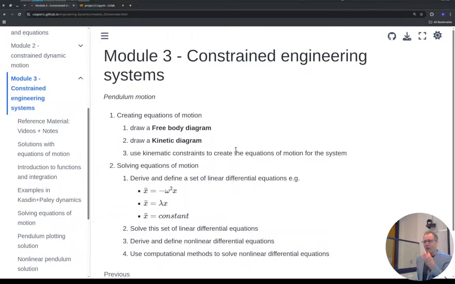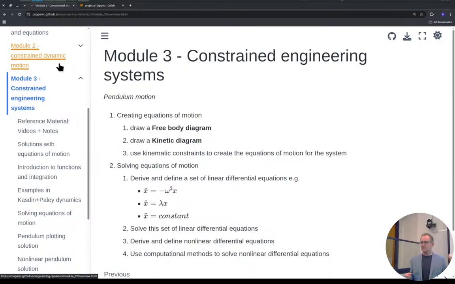Do you remember where we are? What class this is? Coming back to Applied Mechanics number 2. What are we up to here? We did 4-bar linkage, yep. So we closed out module 2 of thinking about dynamic motion, and now we're into constrained equations of motion.